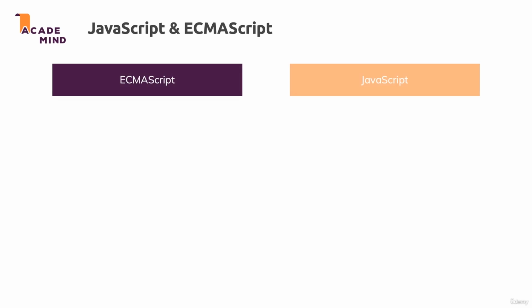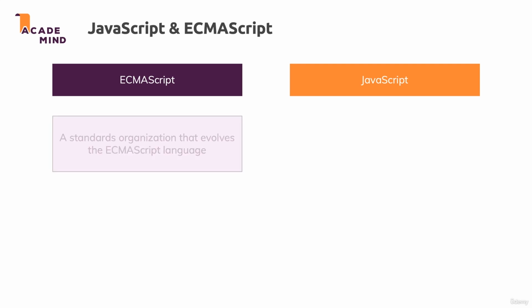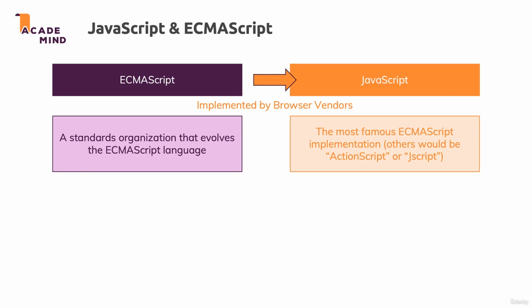But ECMAScript and JavaScript actually have a strong relation. ECMAScript is the actual language which is evolved by the ECMA international organization. But ECMAScript is then implemented as JavaScript by browser vendors, so by the companies working on the browsers. So JavaScript is the most famous ECMAScript implementation. Others would be ActionScript or JScript, and you don't really need to know those.